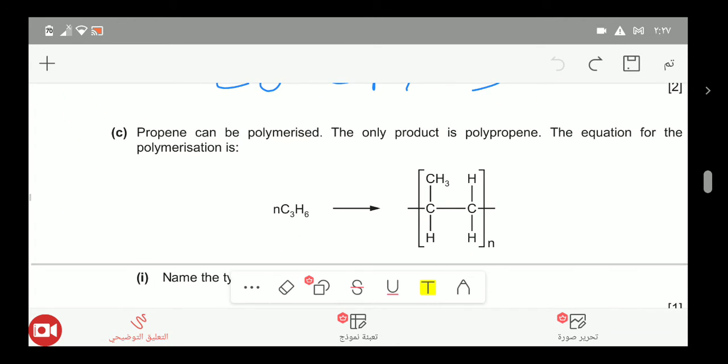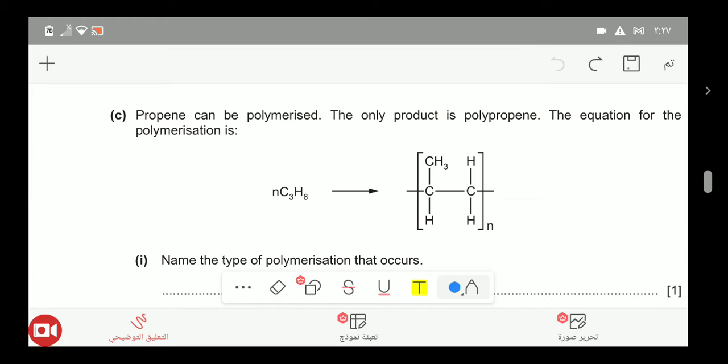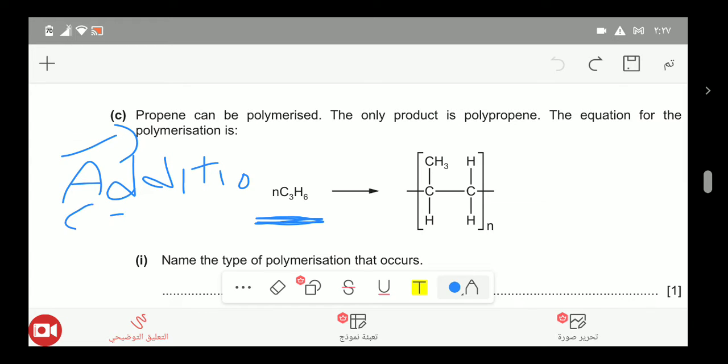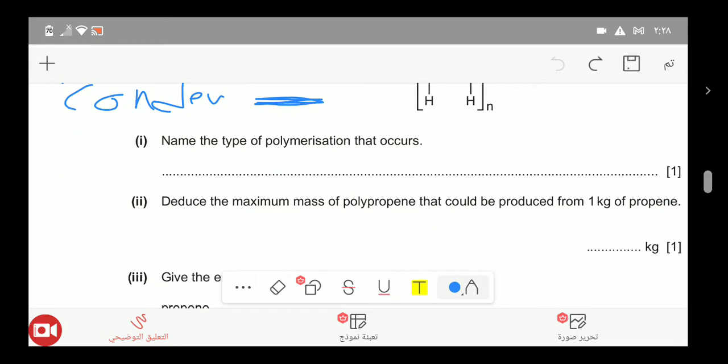Okay, next question. Propene can be polymerized. The only product is polypropene. Write the equation for the polymerization. As we know, polymerization processes have different types. We have addition polymerization, we have condensation polymerization, and so on. So we have propene, which will polymerize to polypropene.